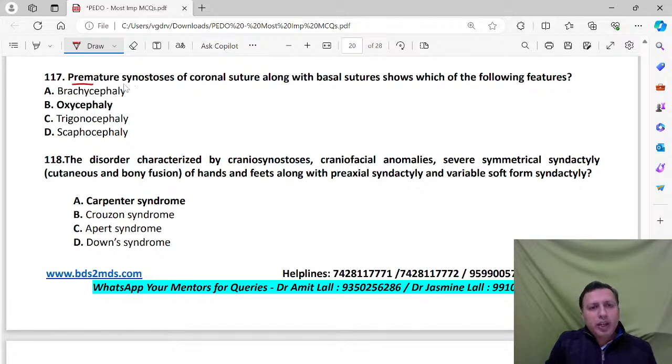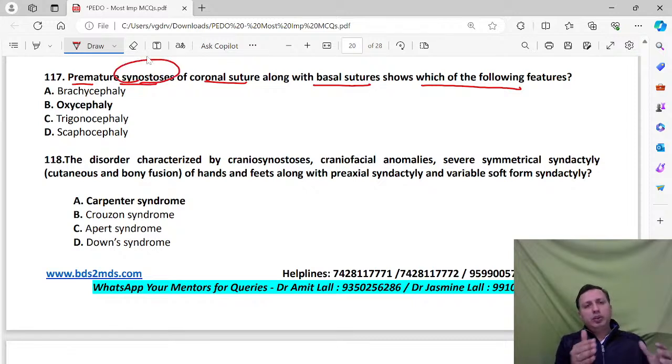Now, premature synostosis of coronal sutures along with the basal sutures shows which of the following features? Now, what do you mean by synostosis? Synostosis is basically the fusion of two or three bones together. Okay, so here they are talking about the fusion of the sutures of the skull. And accordingly they are asking which type of head the child will have. Now these terms, brachy, oxy, trigono, scapho, basically denote the shape of the head or the skull.